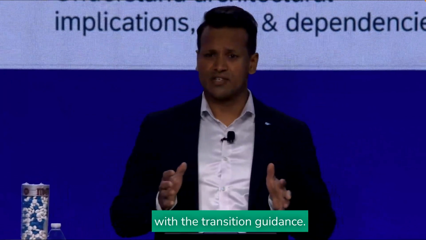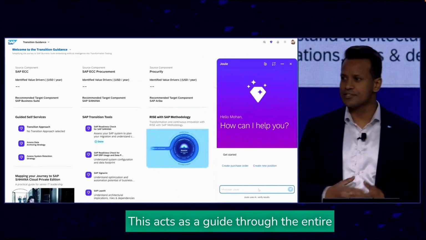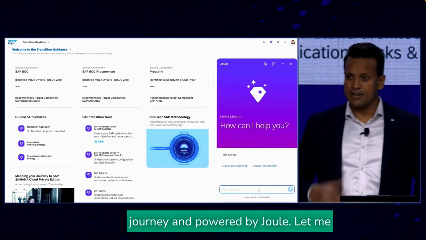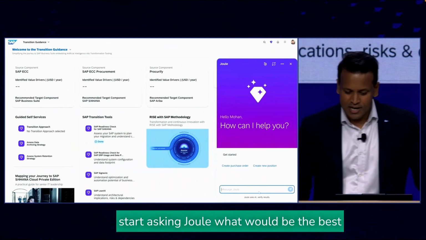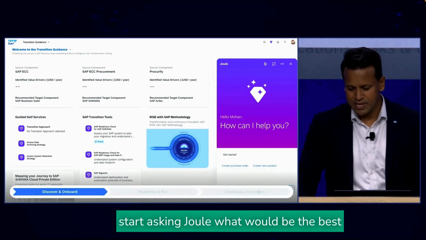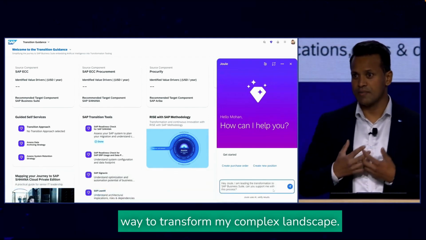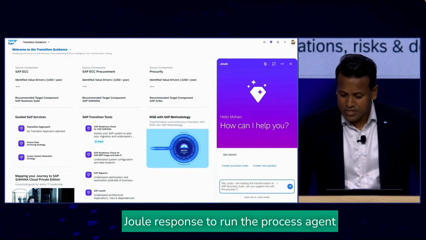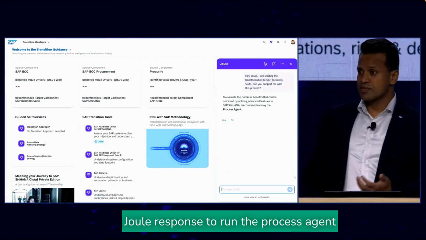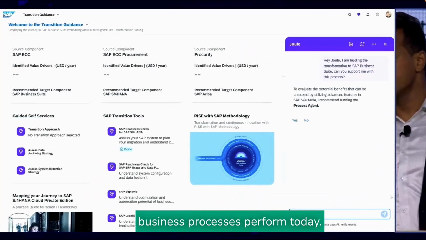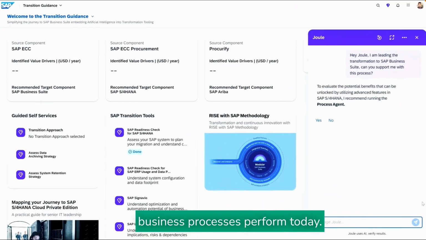Let's begin with the transition guidance. This acts as a guide through the entire journey and is powered by Joule. Let me start by asking Joule, what would be the best way to transform my complex landscape? Joule responds to run the process agent to understand how your business processes perform today.